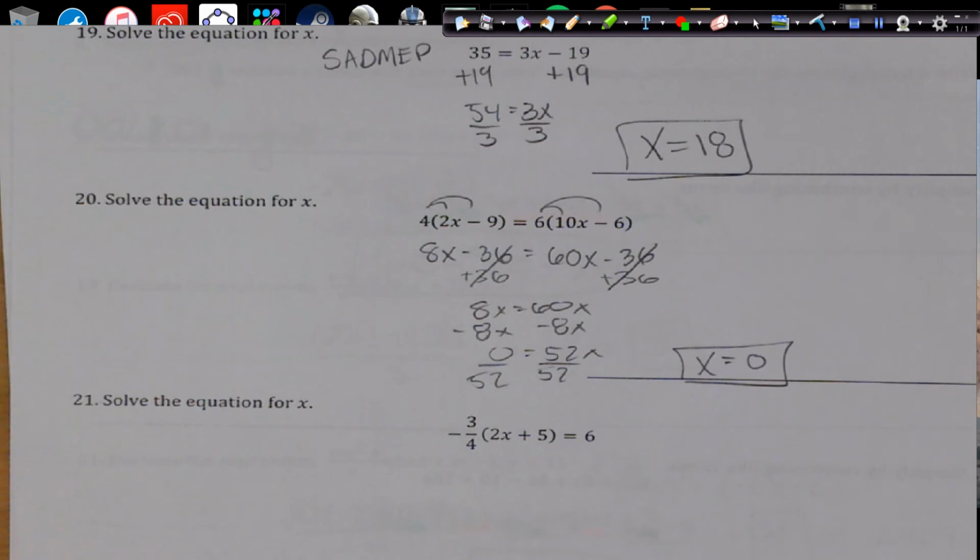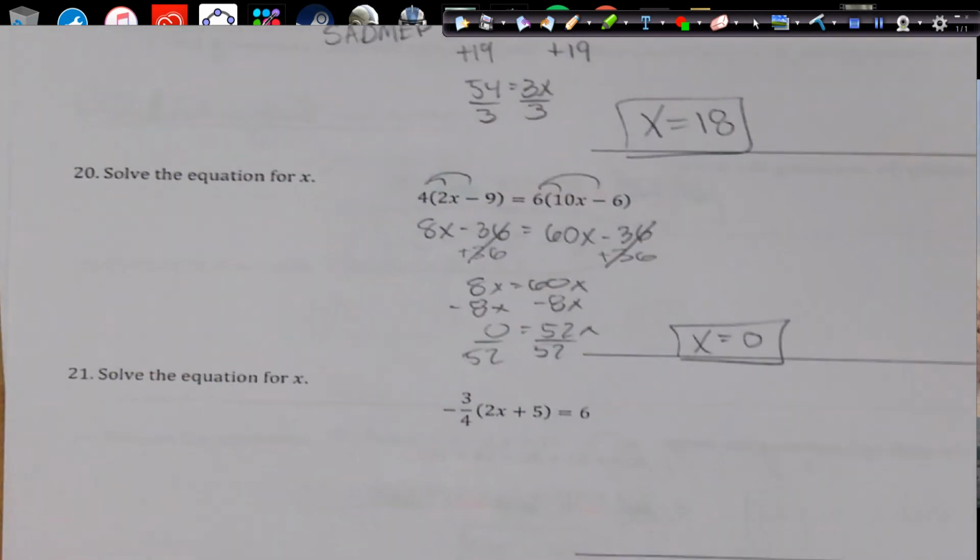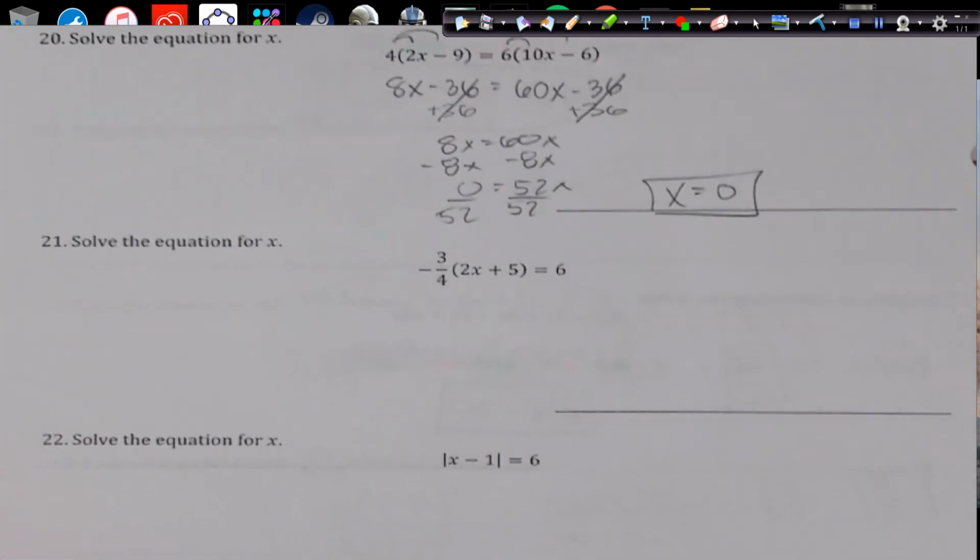Is that okay that x equals 0? Yes, there's no problem whatsoever with x equals 0.